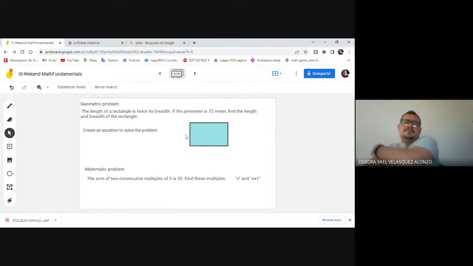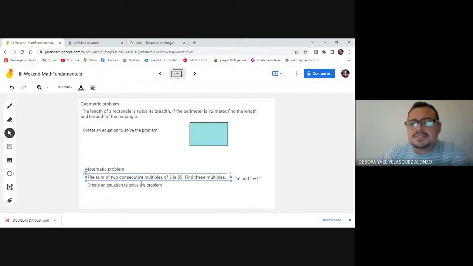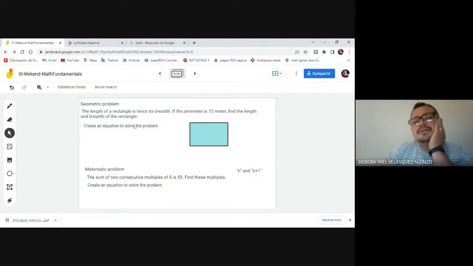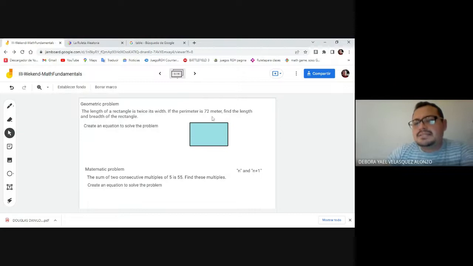Here we want to have the variable expression and equation that will help us to solve the exercise. At the end, that's what I want, that you create the equation to solve the exercise. More than solving the equation, the main objective of the class is to create the equation. Here you have: the length of a rectangle is twice its width. If the perimeter of the rectangle is 72 meters, find the length and width of the rectangle.